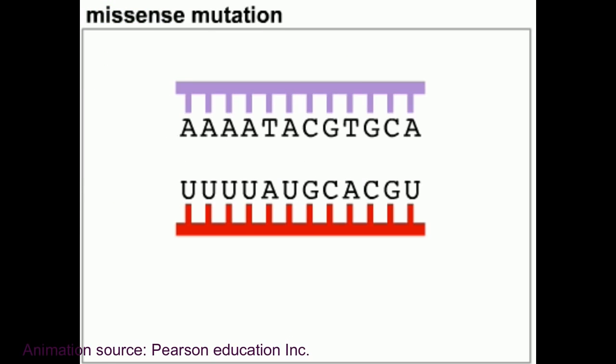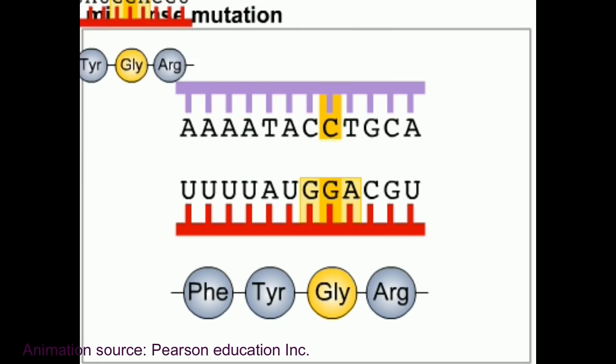Next is the missense mutation. If a base substitution mutation causes a single amino acid to change in the protein, the mutation is a missense mutation. Depending on the nature of the amino acid substitution, the missense mutation can be harmful, neutral, or even beneficial in very rare cases.